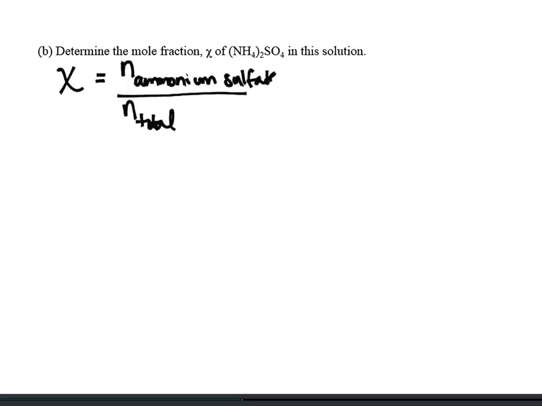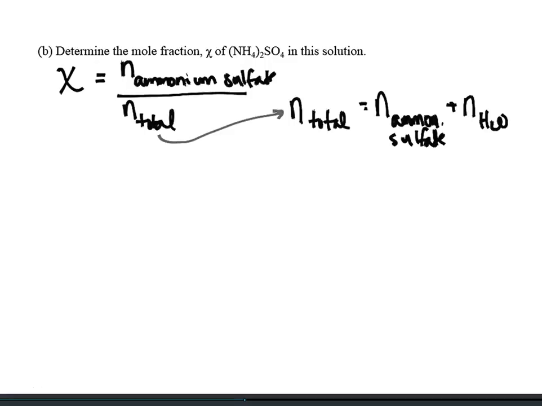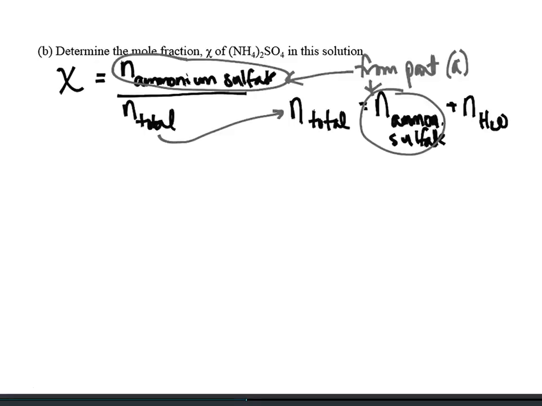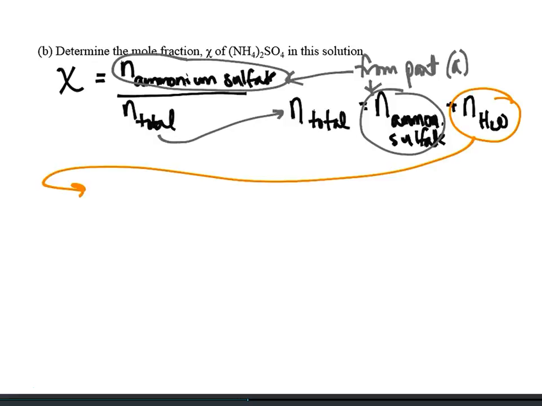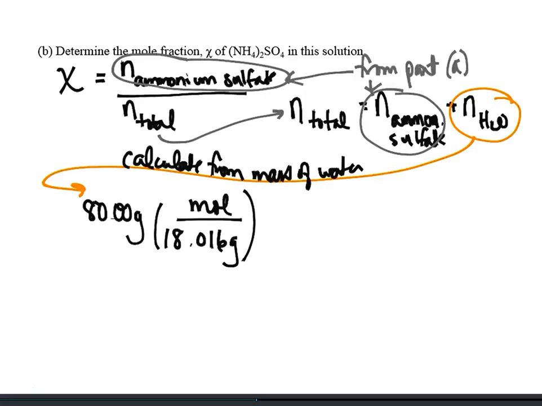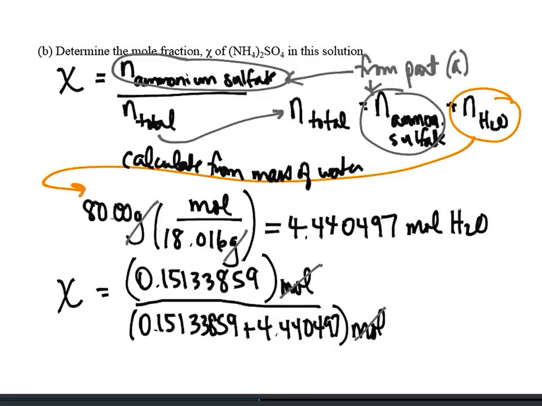Part B, mole fraction. You should start by writing the equation for mole fraction, moles of ammonium sulfate divided by total moles. The total moles is going to be ammonium sulfate plus moles of water. Moles of ammonium sulfate you're going to get from part A, and then moles of water we're going to determine from the 80 gram mass that we're given in the problem. So 80 grams, and we'll divide that by 18.016 grams per mole, and you get 4.44 moles of water.